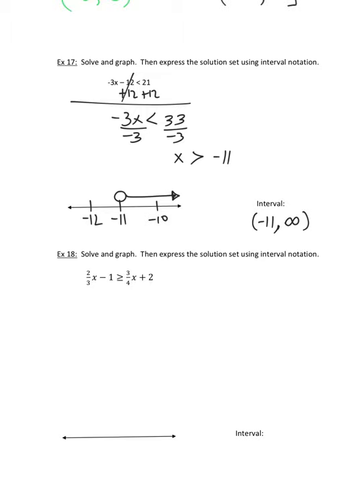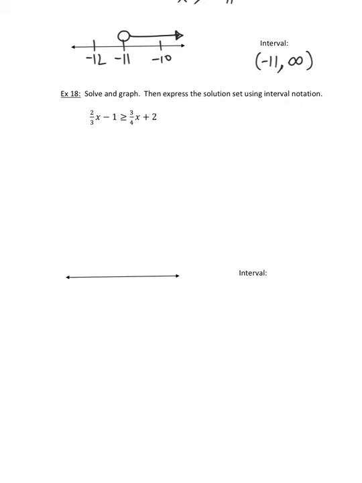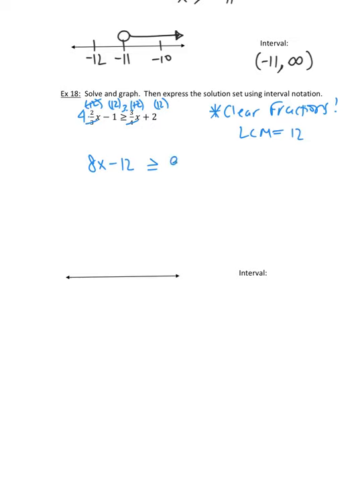All right, we're going to look at one more like this. Example 18 contains fractions. Inequalities with fractions are just like equations with fractions. You want to clear your fractions first. Okay, so my LCM is 12. I'm going to multiply each term by 12. So 12 divided by 3 is 4, times 2x is 8x. And then I have negative 12. Bring down your inequality symbol. 12 divided by 4 is 3, times 3x is 9x. And then 12 times 2 is 24.